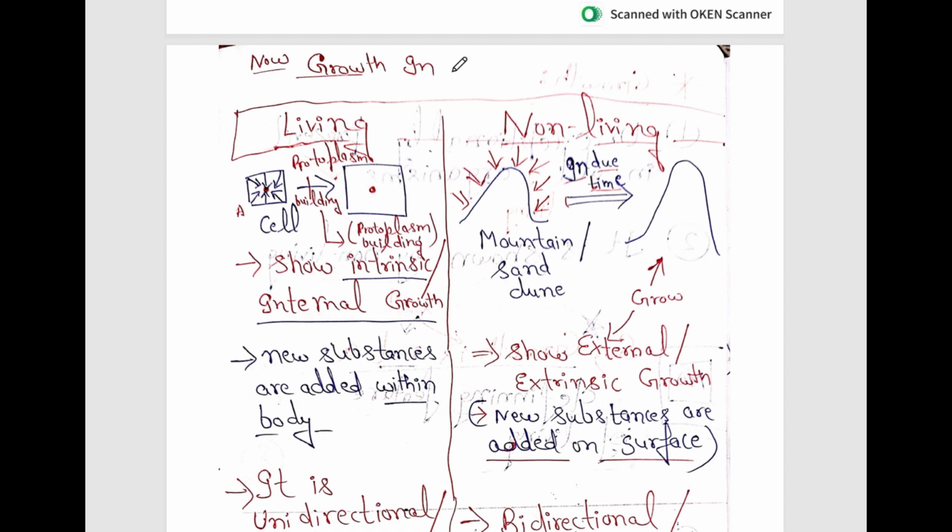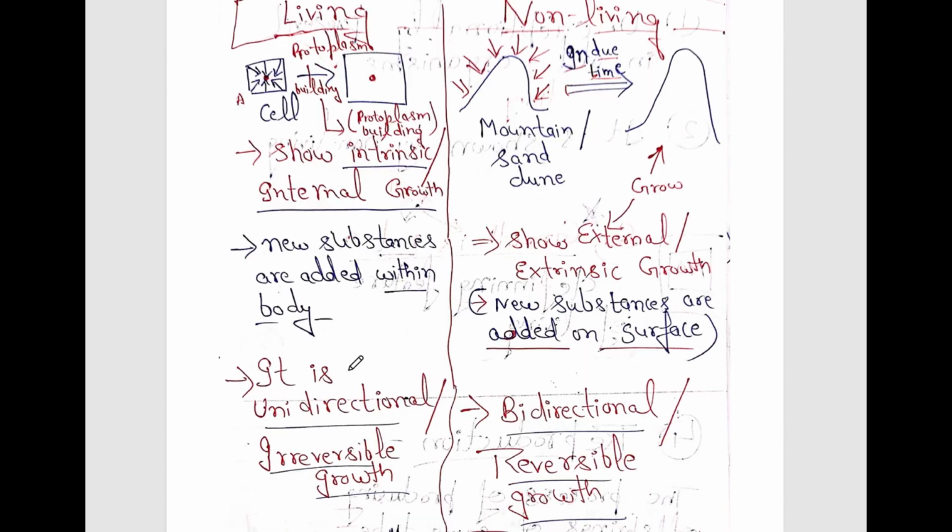Okay, so now growth in living and non-living. In living, for example, protoplasmic substances, you must have heard, are components of living matter like cytoplasm and nucleus. You can see here the cell building up and the protoplasm building. In living, it shows intrinsic or internal growth, which we have discussed before this. New substances are added within the body. In living, it is unidirectional. It is irreversible growth.